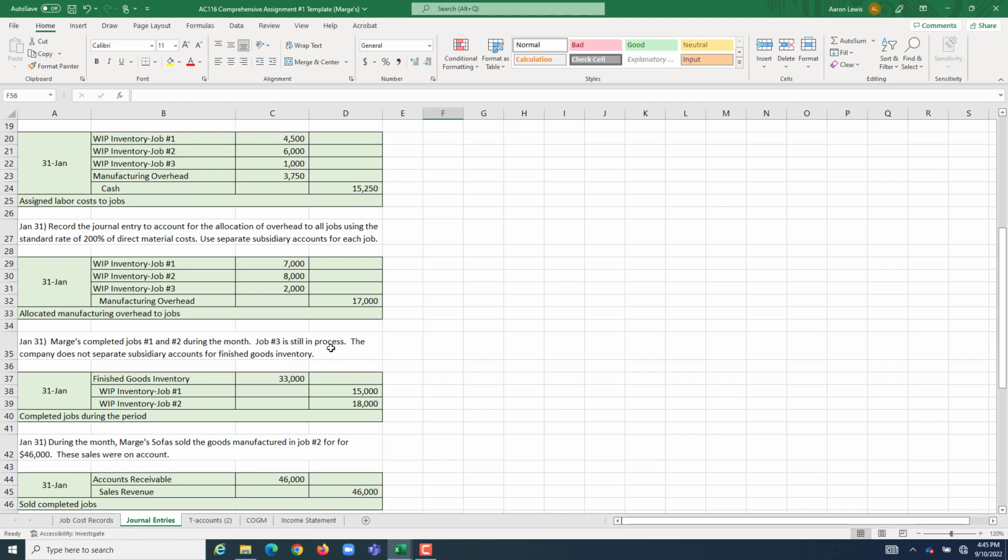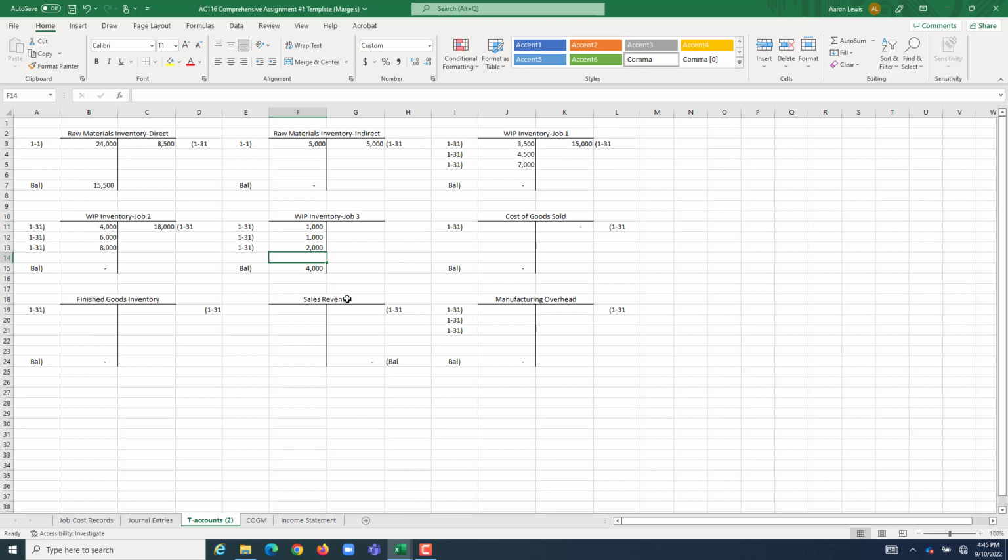Job number 3 is still in process. It's still a work in process. Its work in process account should still have a balance equal to the amount of cost that we committed to job 3. And our T accounts are saying that we have $4,000 worth of cost committed to job 3 right now, which is still a work in process at the end of the period.